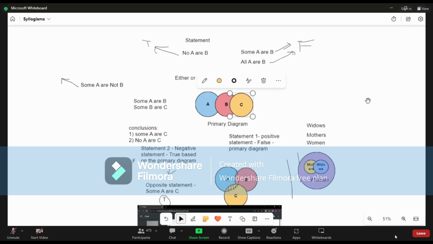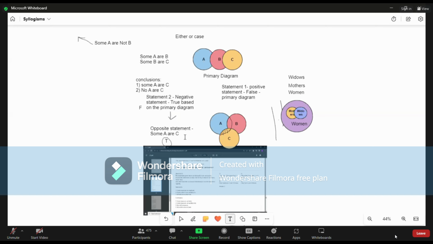Next is the contradictory statement. The opposite statement for no ARC is some ARC. Now, in this diagram, I have just made a change: I have brought this C that was over here to over here, so that I can get a small intersection between A and C. So I proved that the opposite statement or the contradictory statement is true. This statement is true based on the secondary diagram. Okay, we have proved this statement is true based on the secondary diagram.